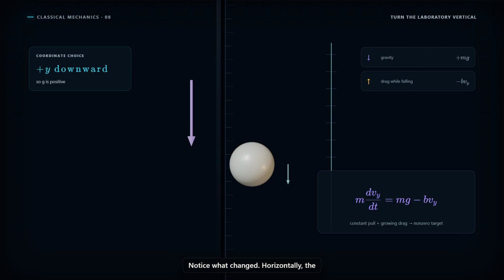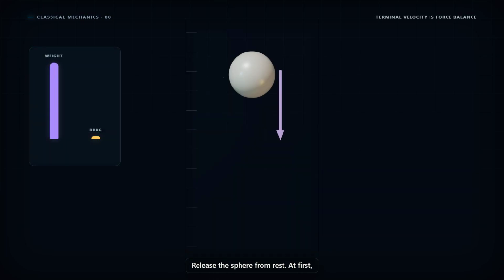Notice what changed. Horizontally, the target speed was 0 because drag was the only force in that direction. Vertically, gravity keeps supplying a constant downward pull. Drag will grow until it can balance that pull. The motion now has a non-zero target. Release the sphere from rest.